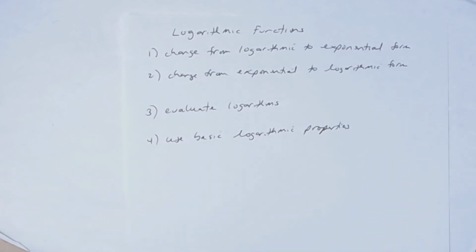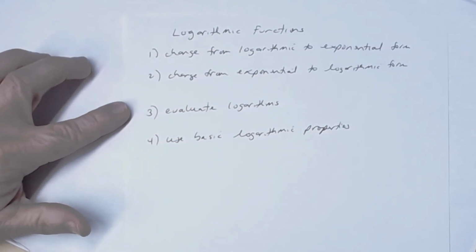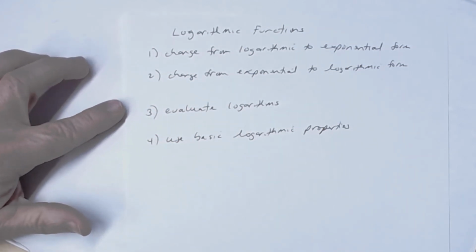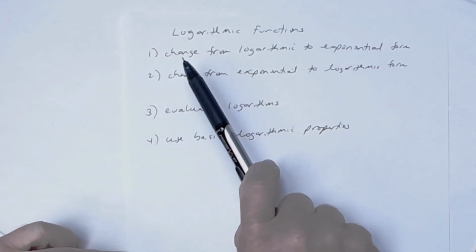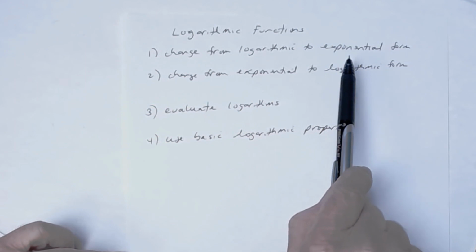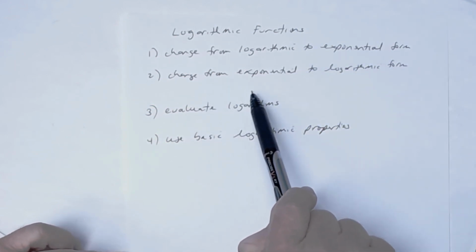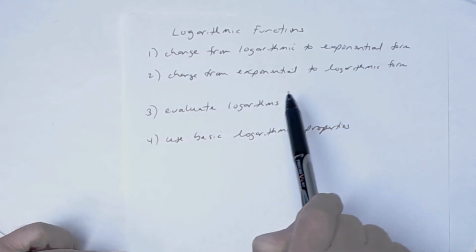All right, so in this lesson, we're going to look at logarithmic functions. And so the four things you're going to look at in this particular lesson is this. So number one, you're going to learn how to change from logarithmic to exponential form. Number two, you're going to change from exponential to logarithmic form.